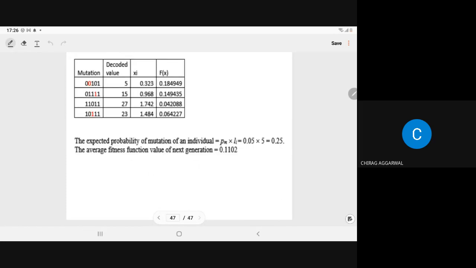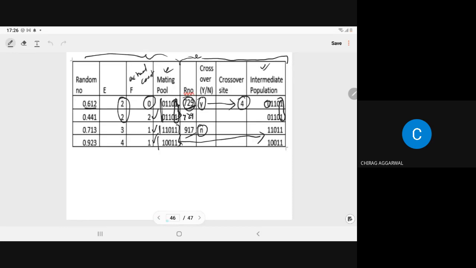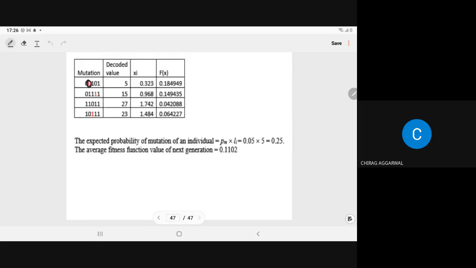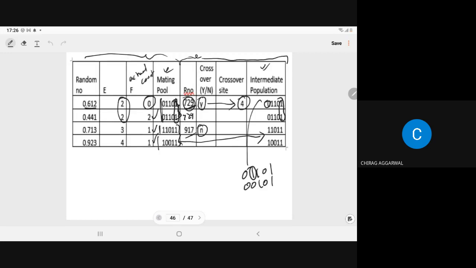So in this case you can see the second bit we are changing. The actual number is 0 1 1 0 1. I'm saying that the second bit will change, so it becomes 00101.